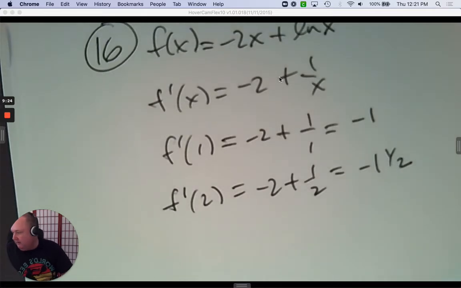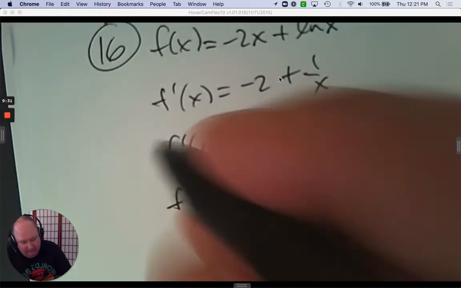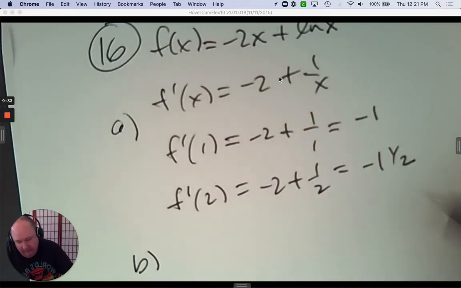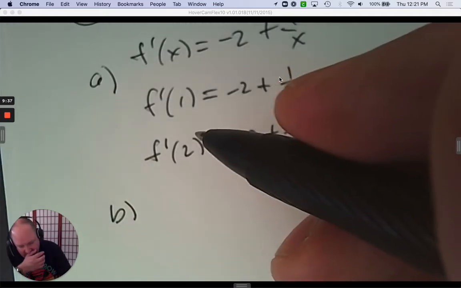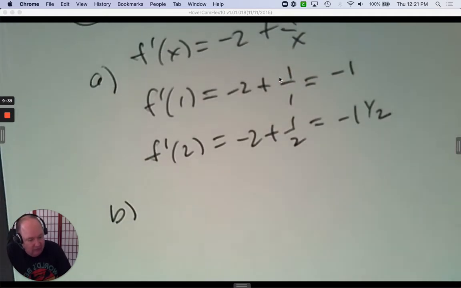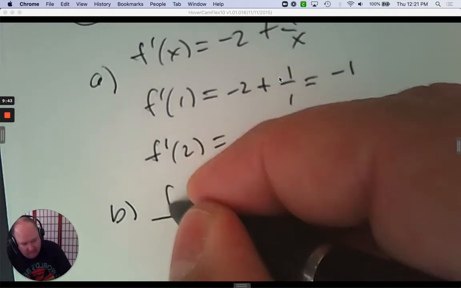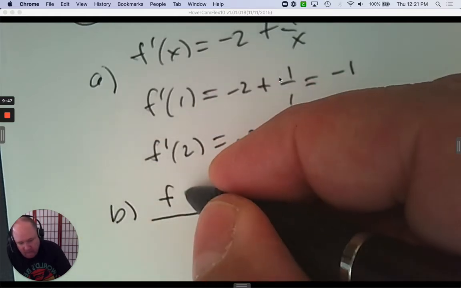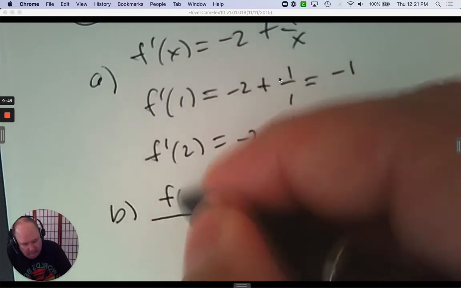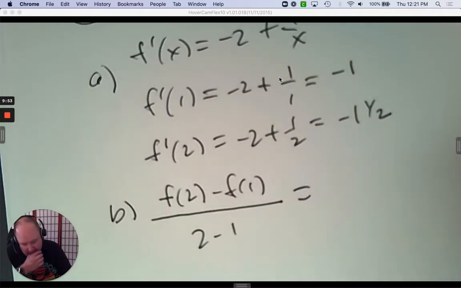For B, that's part A. Part B, find the average rate of change, AROC, of the same function from 1 to 2. So to do that, we take the y coordinates. So that's f of 2, subtract f of 1, and then 2 take away 1. That's the formula for AROC.